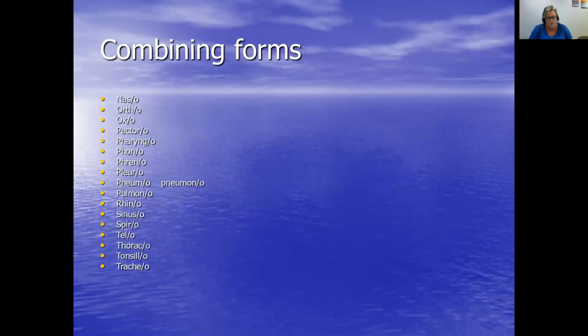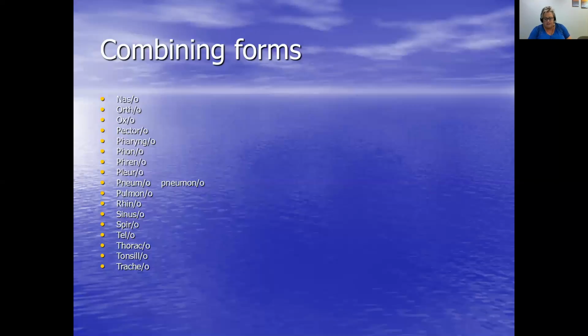We've had thoraco for chest. Thoracotomy is to cut into the chest. And thoracic would be pertaining to the chest. Tonsillo means tonsils. A tonsillectomy is a removal of the tonsils. And when we use the word tonsil, we're talking about the pharyngeal or the palatine tonsils in the back of the throat. Tracheo means windpipe or trachea. Tracheotomy is to cut into the windpipe or trachea. And tracheal stenosis is abnormal narrowing. Stenosis is abnormal condition of narrowing.